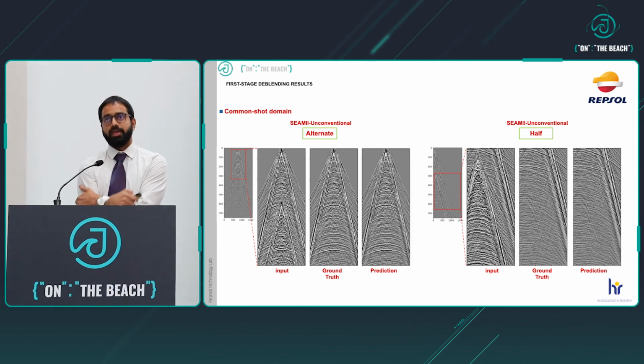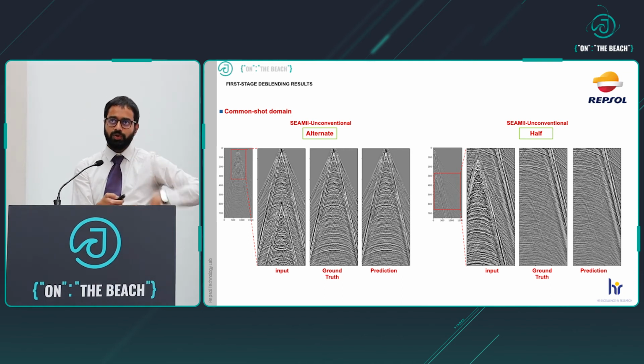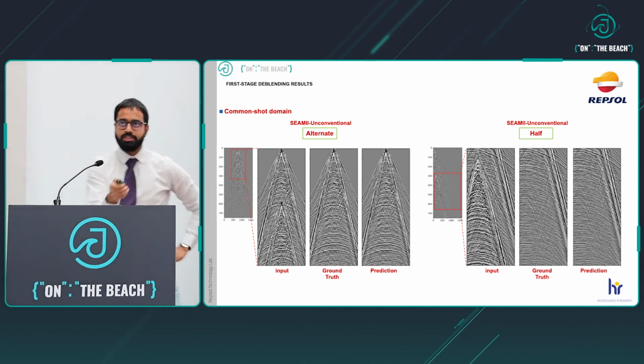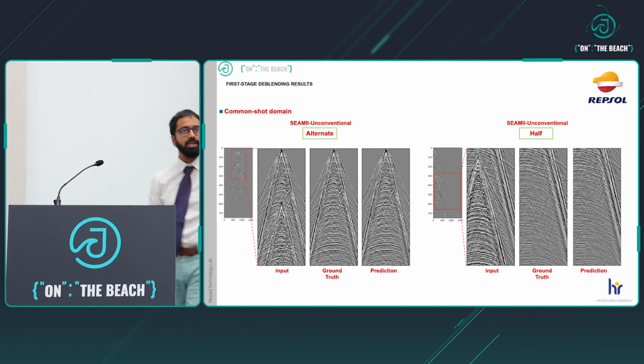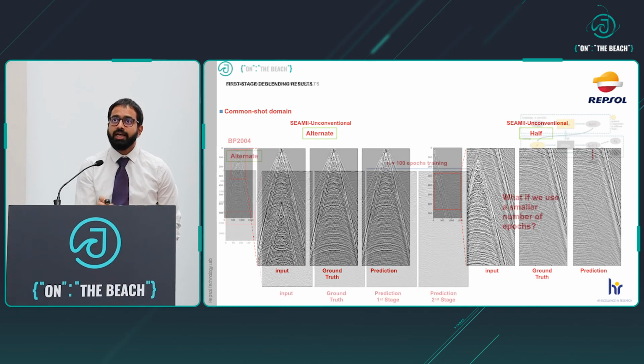What happened? Okay, this is the same visualization, but now in the common short domain. Okay, what if you map back into the real? You can see that you have removed, for example, in this one there is an additional shot here. That shot has been removed completely. Amazing, right? So that's the key idea behind this.